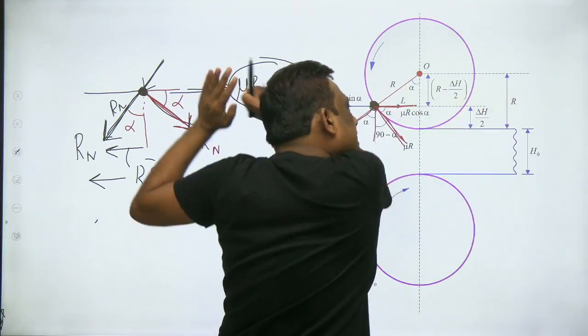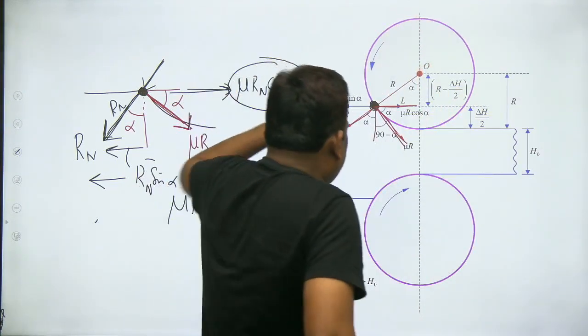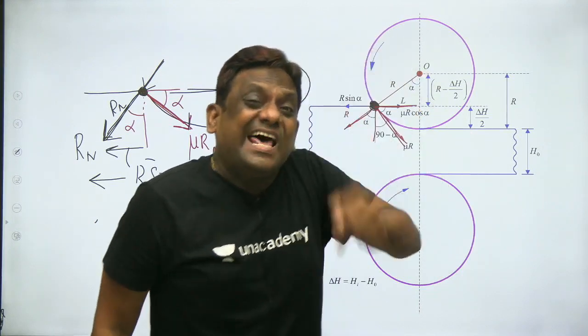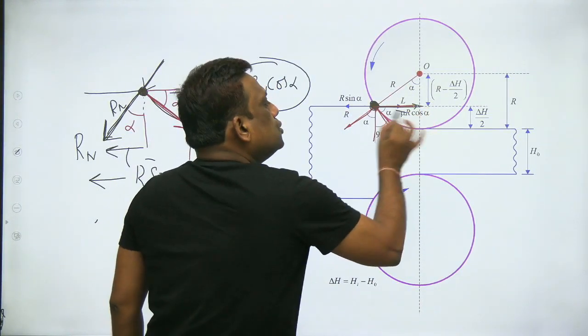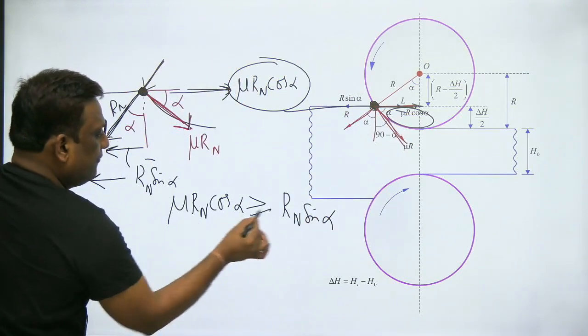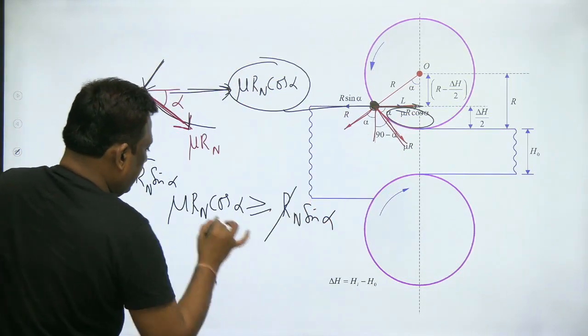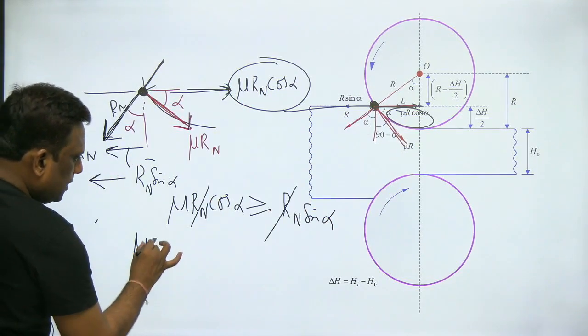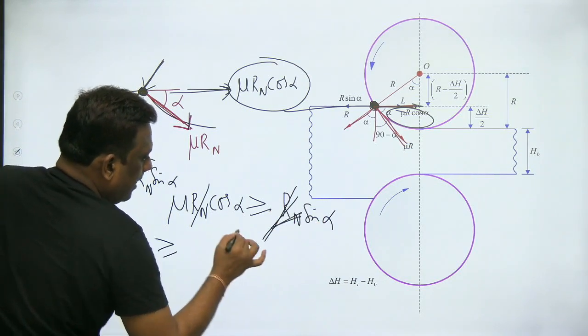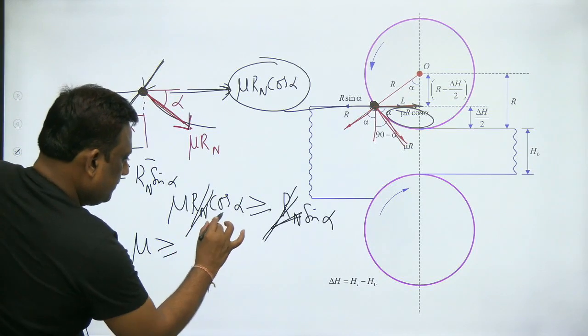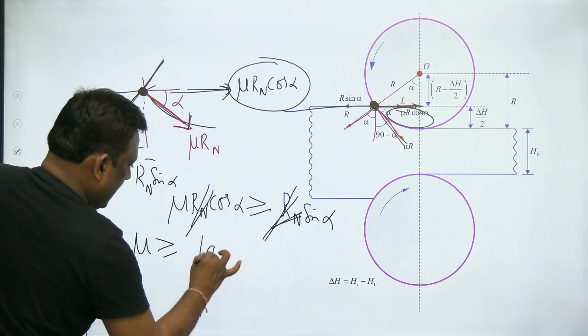If this is more, it will be dragged in and thereby the reduction in thickness is achieved. So for self entry, this rightward force on my workpiece should be greater than the leftward force. The leftward is Rn sin alpha. So Rn cancels, so mu should be greater than or equal to sin alpha by cos alpha, and this is tan alpha.